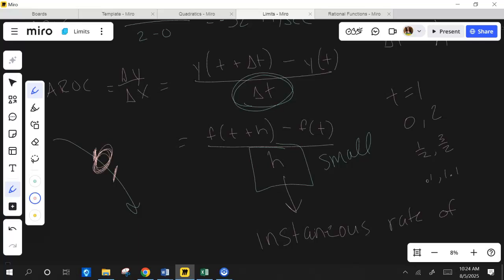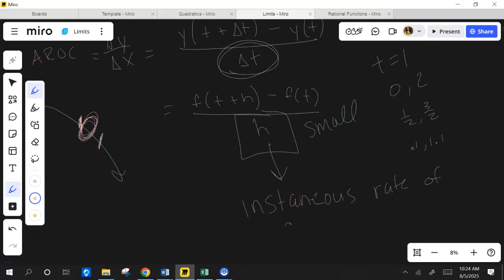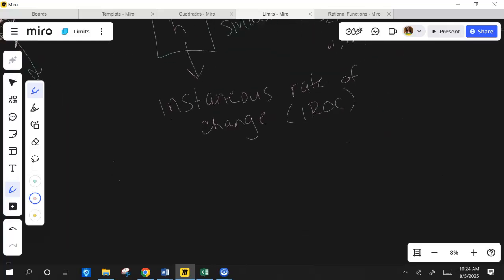Did we talk about IROC at all? Okay. Which is IROC. My goal is for h, which remember h was the change in time or the change in x or the change, whatever. My goal is to make that be as close to 0 as I can get. So my goal is to make h 0 or as close as I can get.